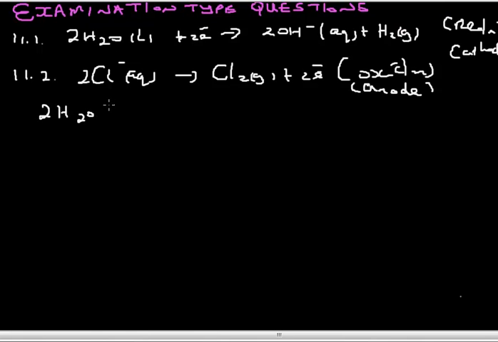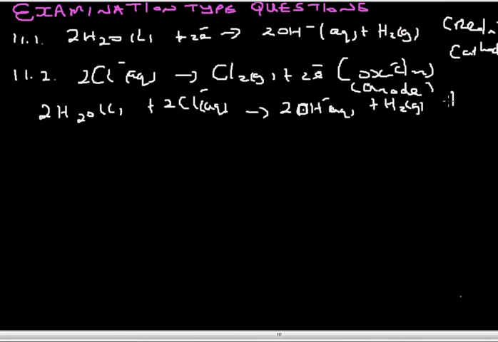So our water in liquid form plus the chloride ions in aqueous form will give us the hydroxyl ions in aqueous form, plus hydrogen gas, plus our chlorine gas, will be our overall reaction, right?